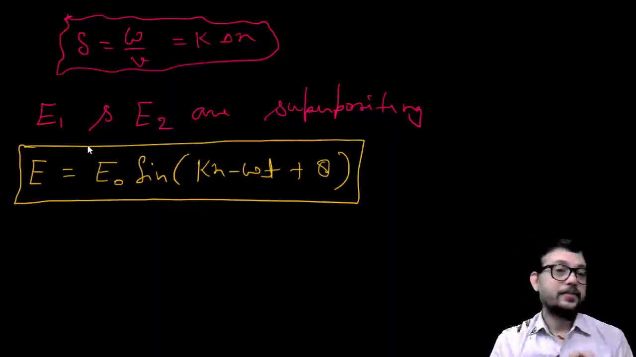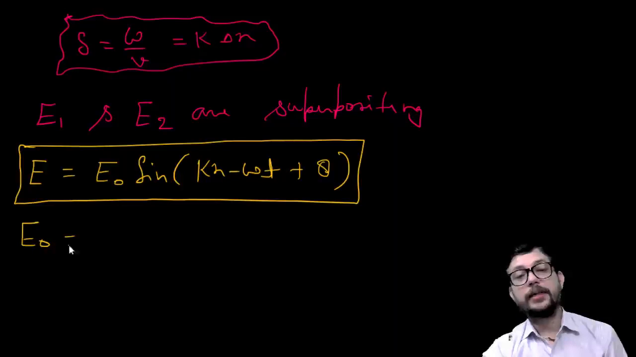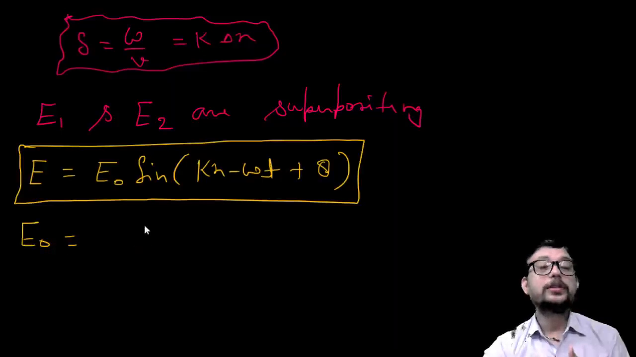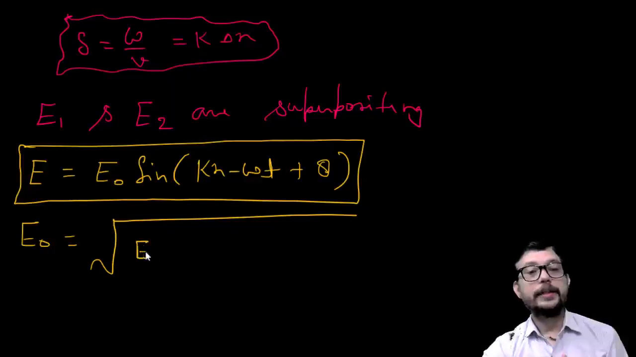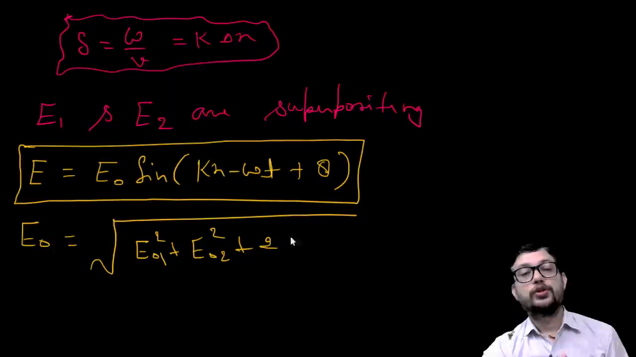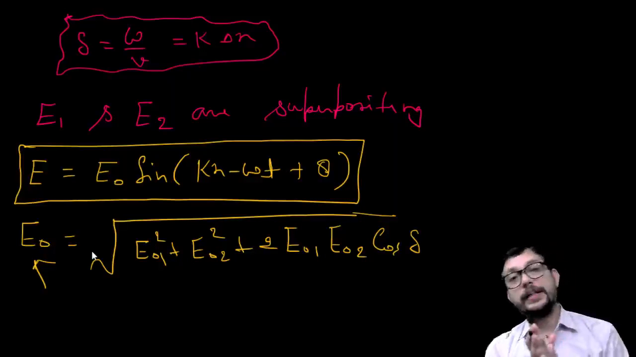So this will be the final equation, or we can say the resultant wave, or the interference wave. Now E naught can be easily calculated by using the formula for the resultant, that will be the square root of E naught 1 square plus E naught 2 square plus 2 E naught 1 E naught 2 cos delta. So this is the amplitude of the interference wave.